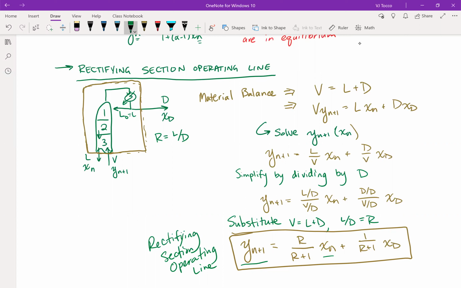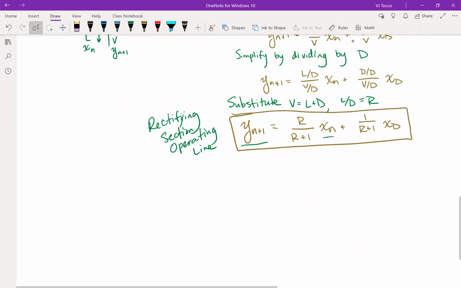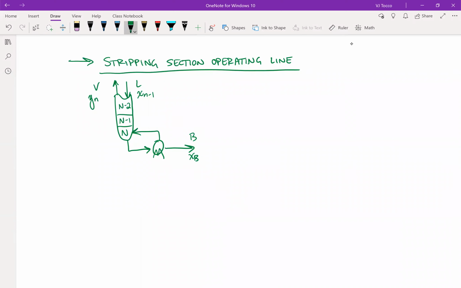So let's go ahead and do the stripping section now. And maybe if you feel comfortable with doing this, you can try and do it on your own. So very similar idea here. I have a PFD of just the bottom section of the column. I'm going to draw a box around it and perform my material balances around this part now. This is slightly changed because my L is now coming in.